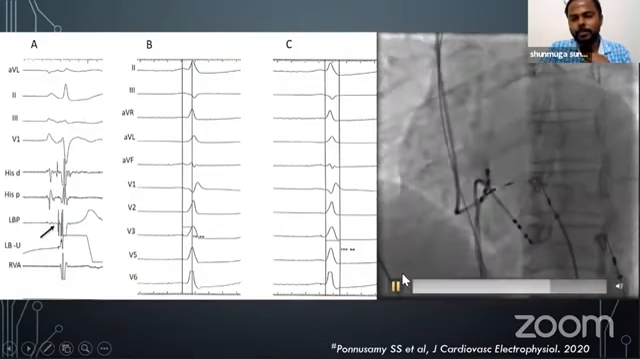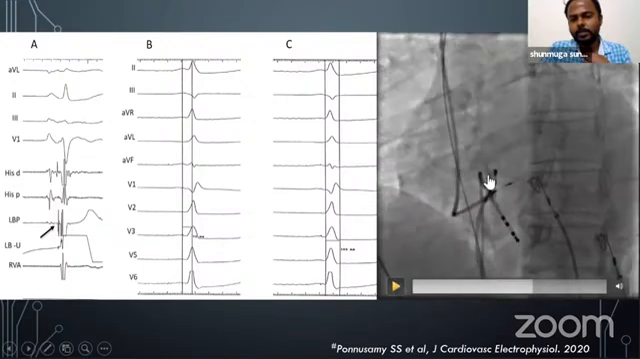Just see here. This is the contrast staining the septum. This is an LAO view, so this is going to be the septum. This is the left ventricle, and this is your right ventricle. Your lead has gone almost 13-14 millimeter into the ventricular septum.